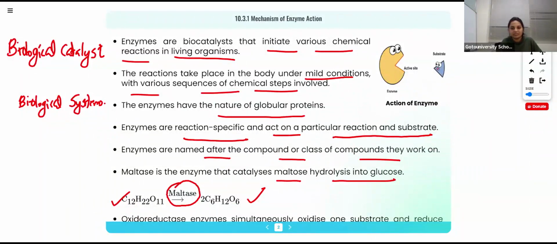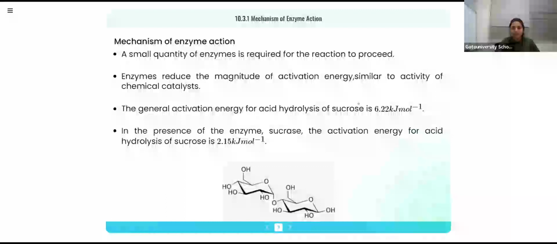Oxidoreductase enzymes simultaneously oxidize one substrate and reduce another. Understood? Some of them will be doing some function, and others will do other functions. Whatever the functions they are doing, based on that we give them names.